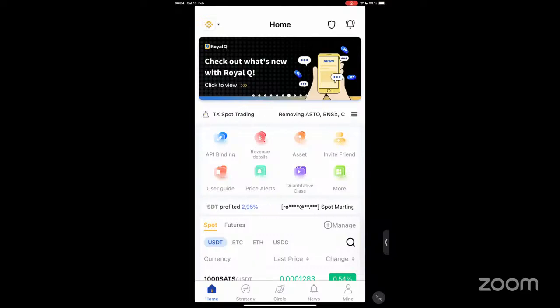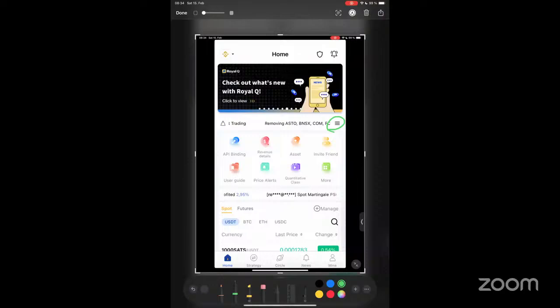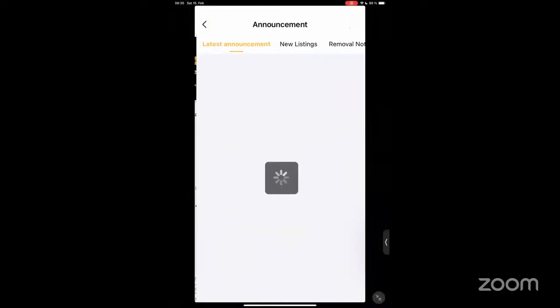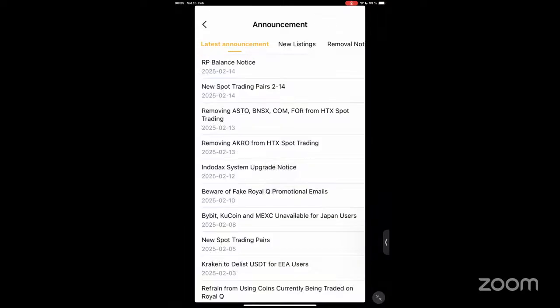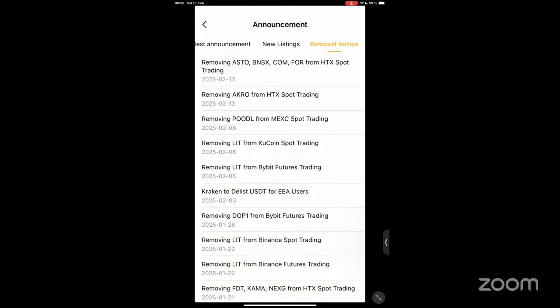Now, below my screen over here, you see an announcement moving. If you're interested in any of the topics, you just tap on it. But if you want to get the full gist, the full announcement, just tap here. Then it brings you to the announcement page where you'd see the latest announcement, the new listings, and the removal notice. Now I'll start from the removal notice.